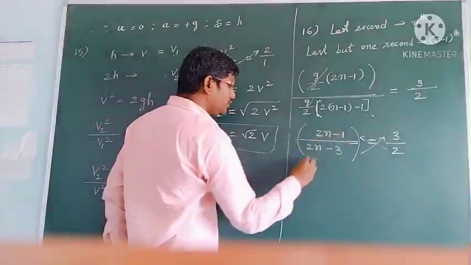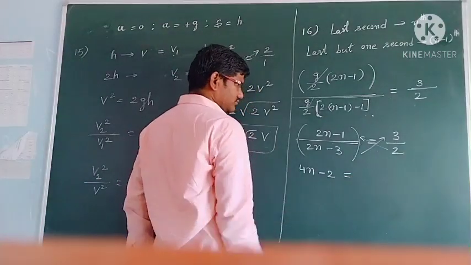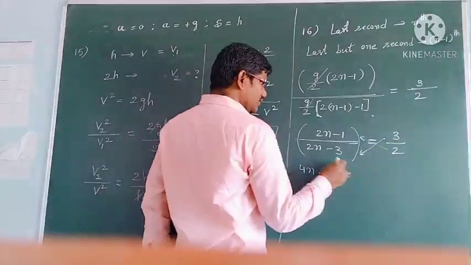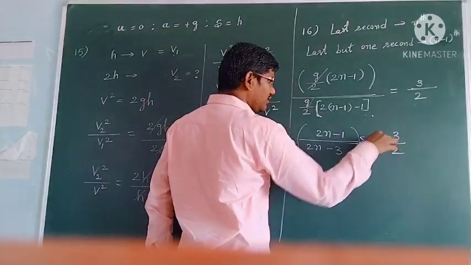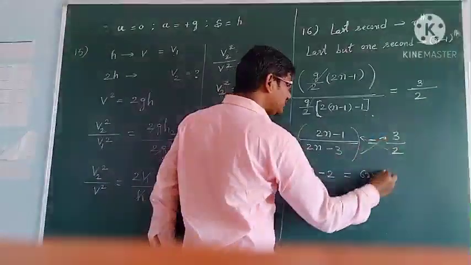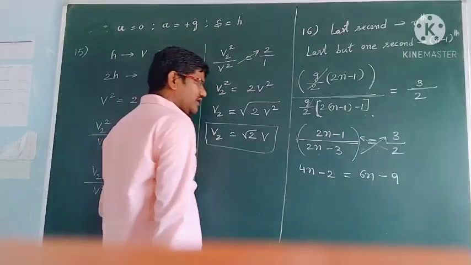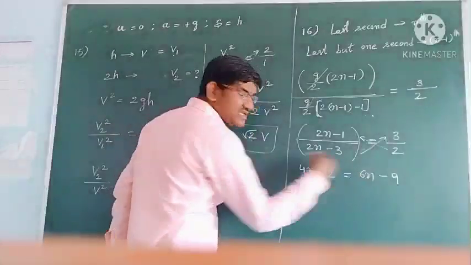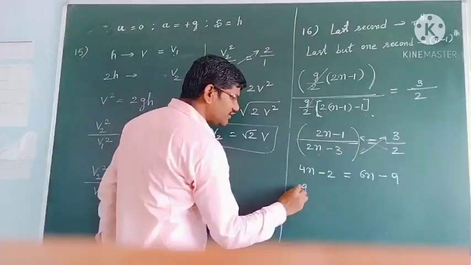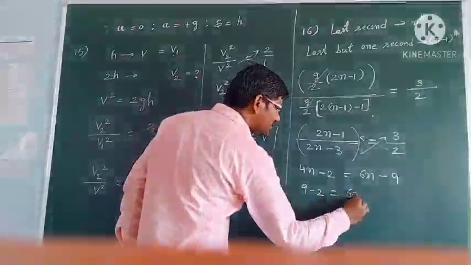So 2 into 2 will become 4n minus 2, and with 3 you are multiplying, so 3 into 2n is 6n, and 3 into 3 is minus 9. Okay students, then this minus 9 comes to this side and becomes plus 9. Minus 9 comes to the left hand side as plus 9, and minus 2 is left here, and we have 6n here.